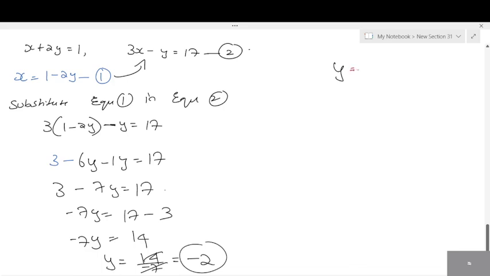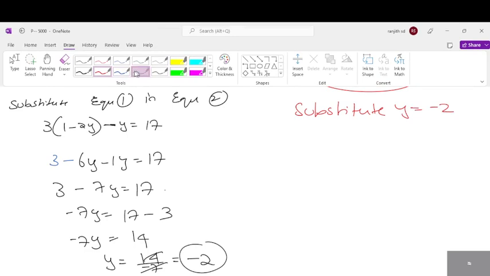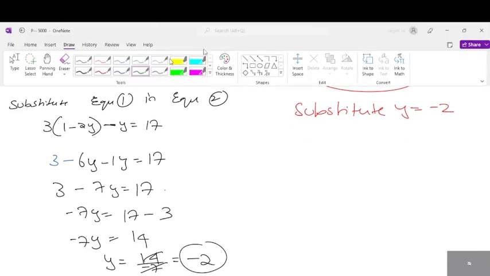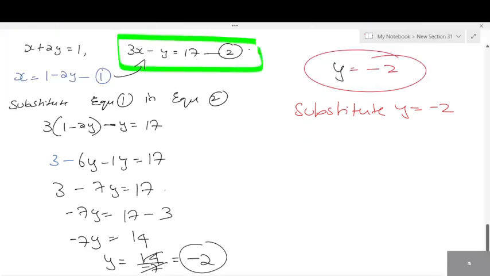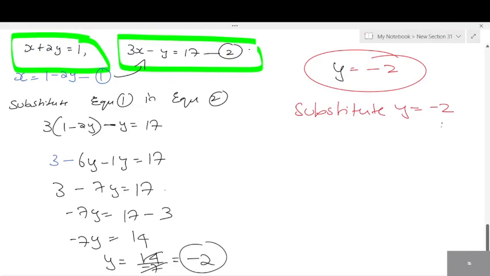Now what will you do with this minus 2? Write a statement below that. Substitute in any one equation. Y is equal to minus 2. In which equation shall we substitute? First or second one? This is the second one and this is the first one. You can substitute in any one to get the answer. We substitute it in equation 1. Just write the statement. Look here. Substitute y is equal to minus 2 in equation 1.